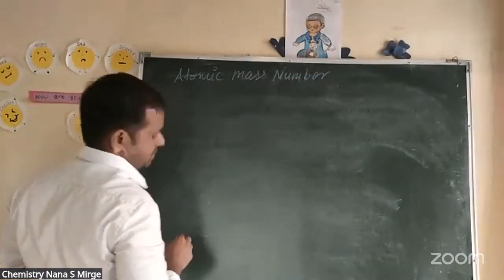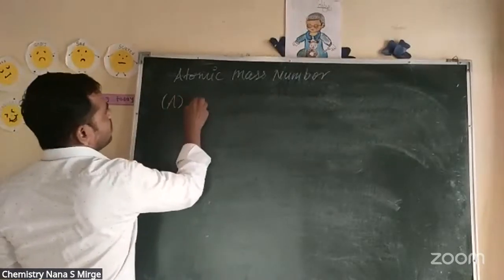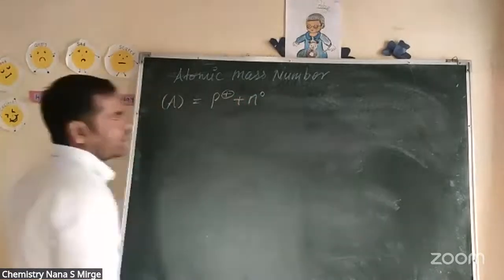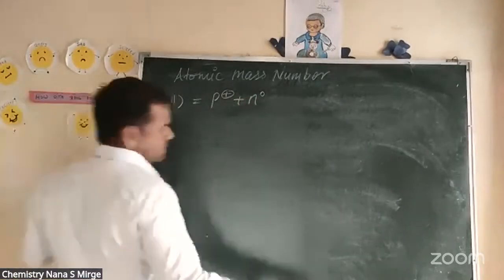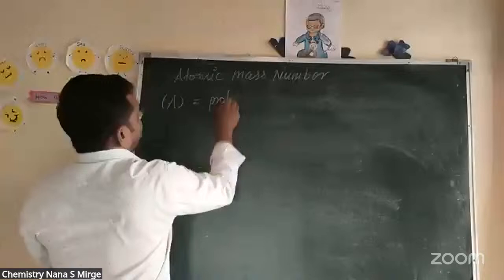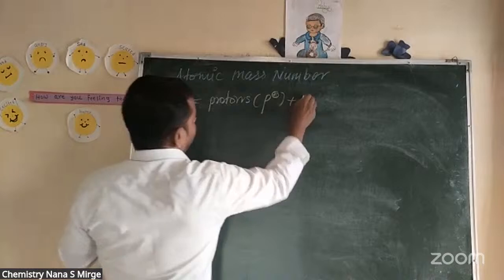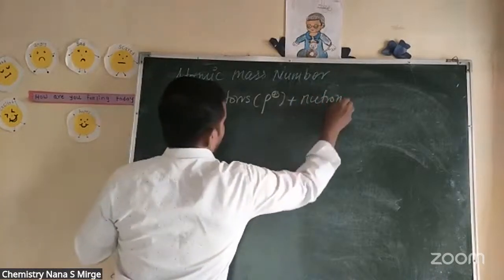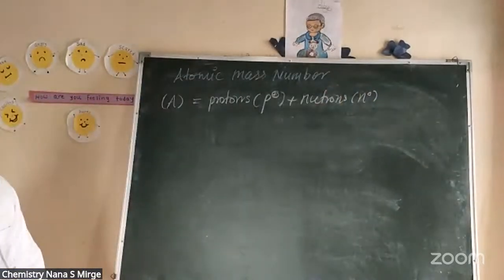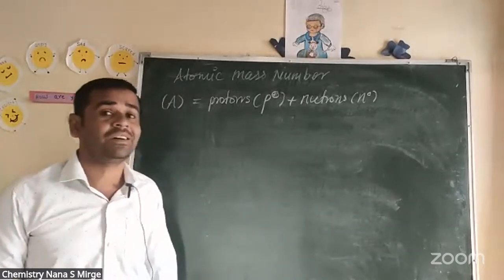Atomic mass number is denoted by A, and it is equal to the total number of protons plus the total number of neutrons. P is the symbol for the number of protons, and N0 for the total number of neutrons. So atomic mass number is nothing but how many protons and neutrons are present in an atom. We cannot consider the number of electrons.